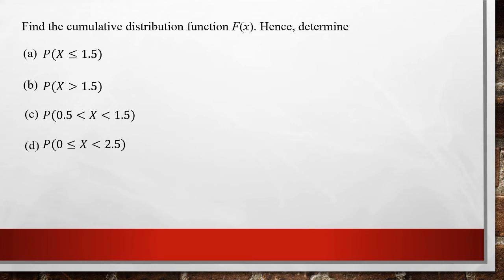Okay, so find the cumulative distribution function capital F of x, hence determine the probabilities. So now the question is to find the cumulative distribution function first. We cannot directly find the probability without finding the cumulative distribution function. Even though you might think, oh, we want to find the probability, we just have to integrate, no, we have to find the cumulative distribution function first and then hence determine the probability.